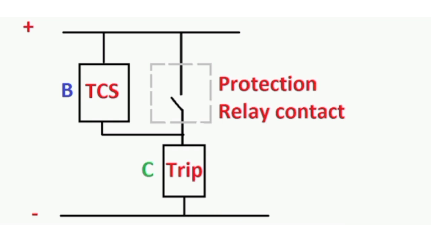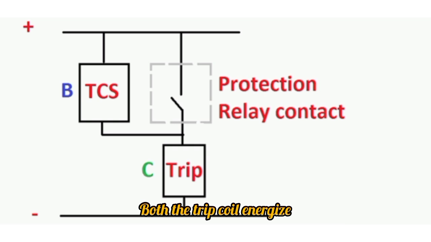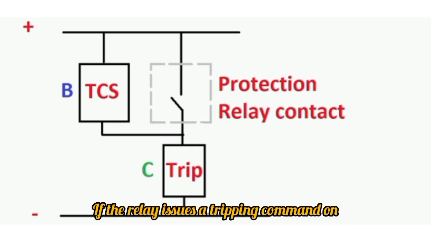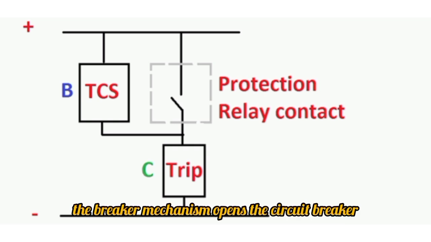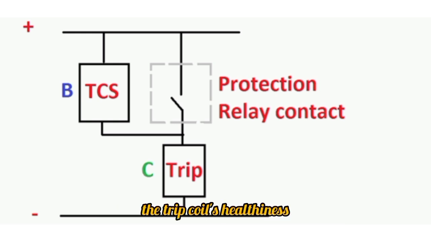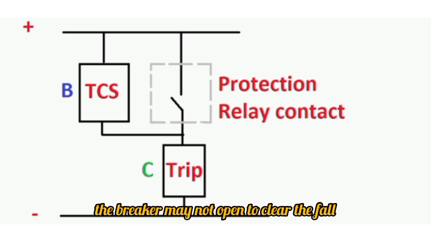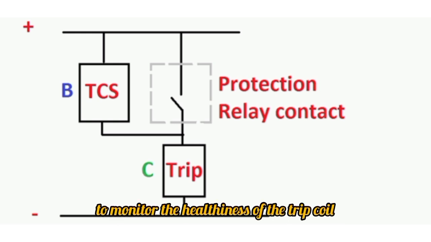Basically, a breaker is equipped with two trip coils. Both the trip coils energize. If the relay issues a tripping command, on energization of the trip coil, the breaker mechanism opens the circuit breaker. Therefore, it is very important to monitor the trip coil's healthiness. Otherwise, when required, the breaker may not open to clear the fault. A trip circuit supervision relay is provided to monitor the healthiness of the trip coil.